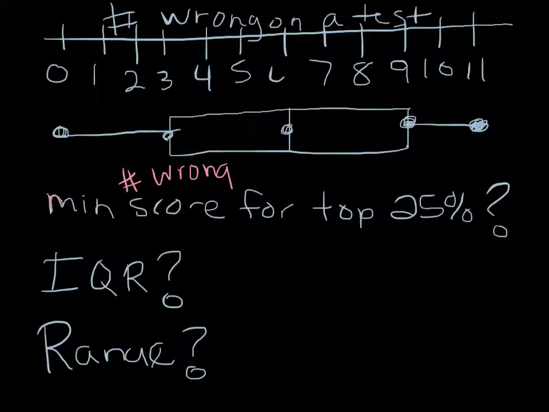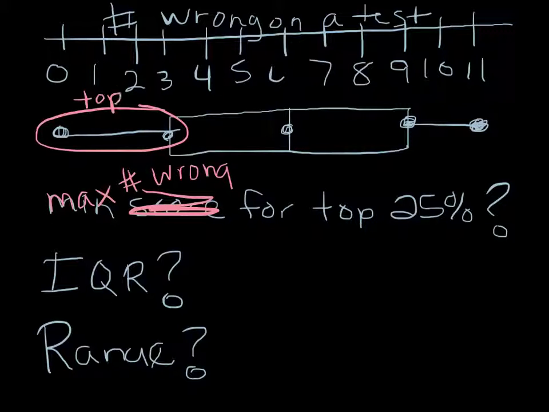Actually, it should be the maximum number wrong. The max number wrong for the top 25%. Okay? Well, remember, the more wrong on the test, the worse you're doing. So in this case, the top 25% is actually going to be this whisker right here. Okay? So the max that you can get wrong and still be in the top 25% would be this value right here, which is 3.